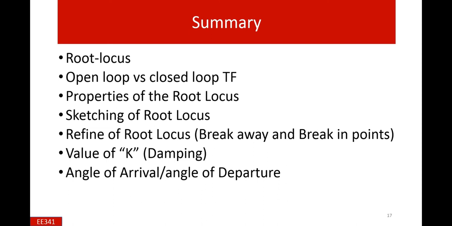And lastly, if complex poles and complex zeros are there in the open loop transfer function, how to draw the angle of departure, which is relevant to the open loop poles, and the angle of arrival, which is relevant to the open loop zeros. In the last examples, we extensively discussed this, and hopefully this will be a simple way to understand.